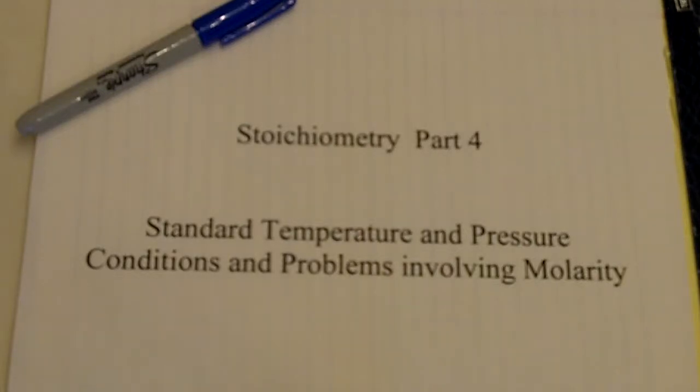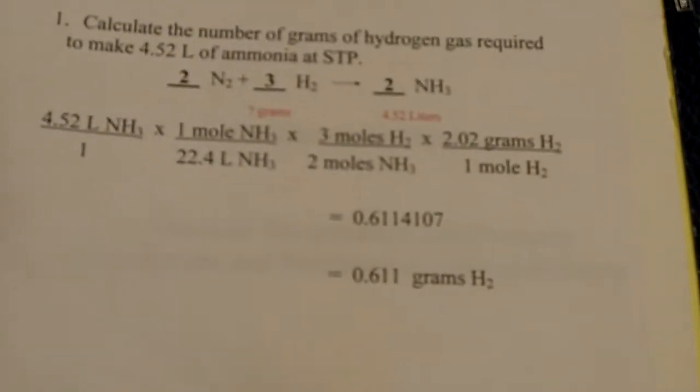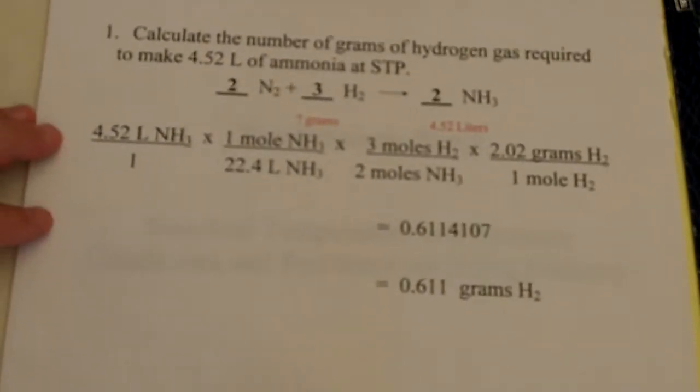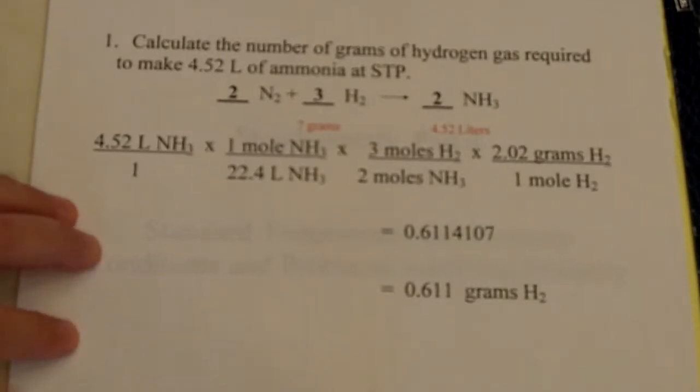Okay, I've been asked to do a couple of problems on standard temperature and pressure and problems involving molarity. So here goes. Let's take a look at this first problem right here. Here's what it says. It says calculate the number of grams of hydrogen gas required to make 4.52 liters of ammonia at STP. So the first thing we want to do is circle what we know.